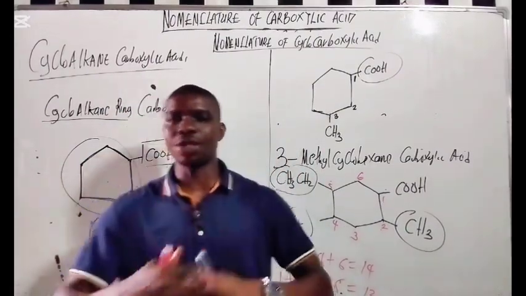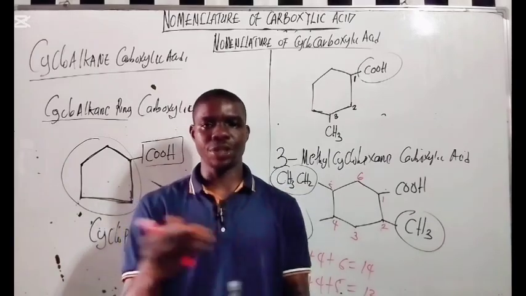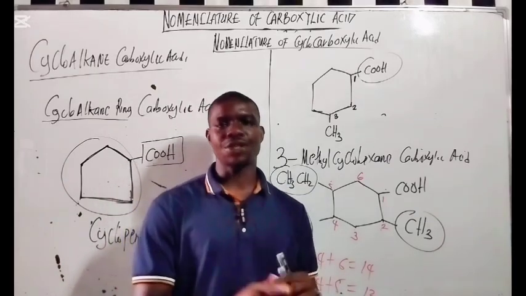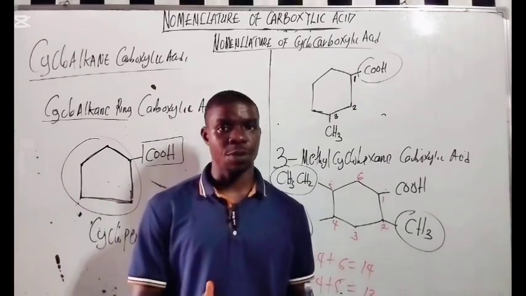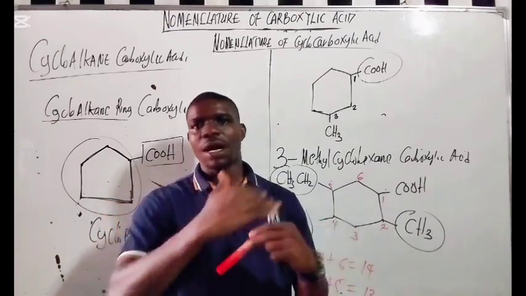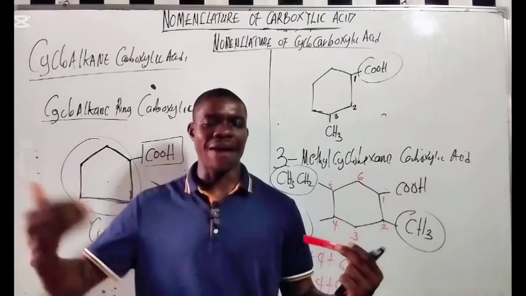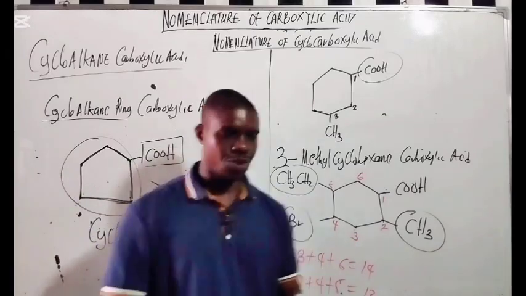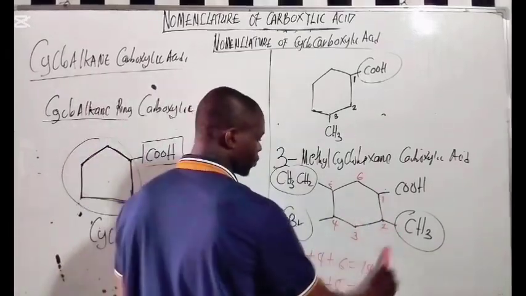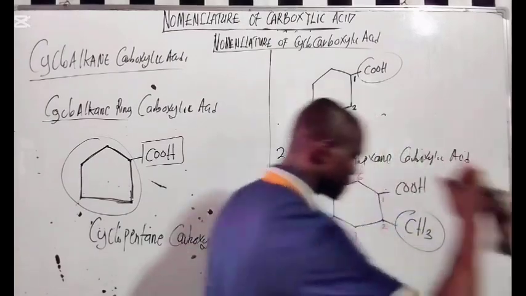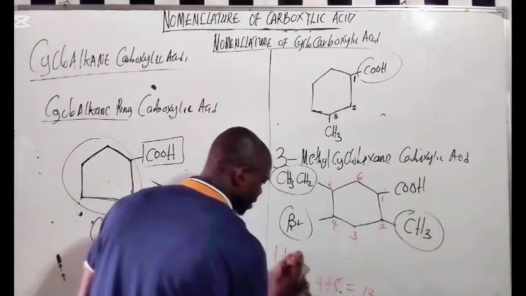So in the exam, don't assume the position. Don't assume that this side is the lowest possible number when you add. No, you have to number both sides, sum the positions, then see the one that gives the lowest possible number. That is how they do it. So from here to here is the lowest possible number.